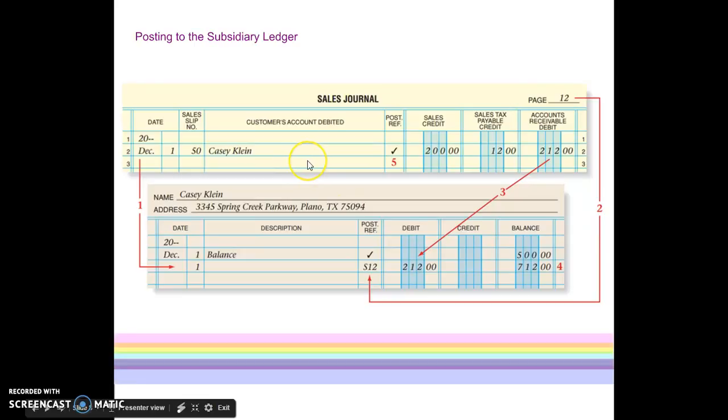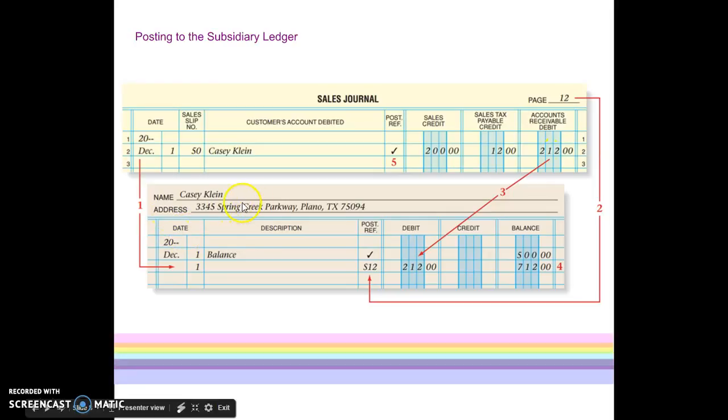The subsidiary ledgers, remember, are ledgers that are used to keep track of all of our customers and how much they owe us, as well as all of our vendors and how much we owe each vendor. Right now, we are going to focus on our accounts receivable subsidiary ledger. So for the transaction that we recorded on December 1st, sales slip number 50, we made a sale to Casey Klein. Casey Klein now owes us $212 more than he did before.